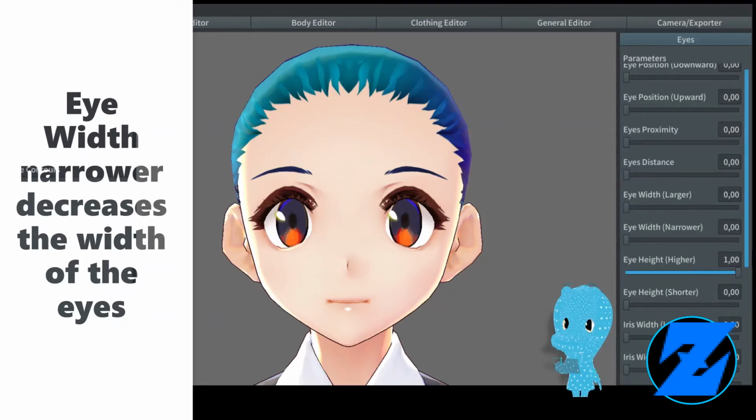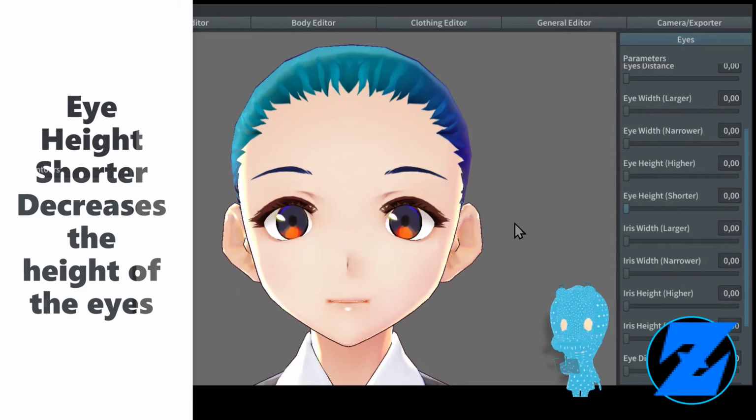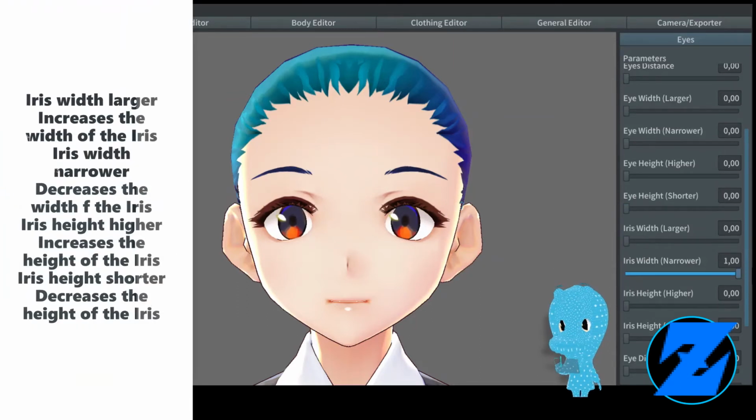Eye height higher, increases the height of the eyes. Eye height shorter, decreases the height of the eyes. Iris width larger, increases the width of the iris. Iris width narrower, decreases the width of the iris.